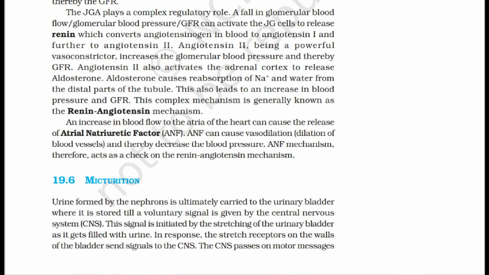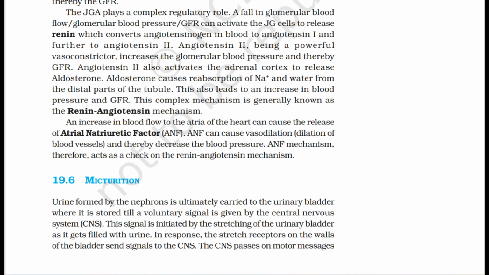Micturition. Urine formed by the nephrons is ultimately carried to the urinary bladder, where it is stored till a voluntary signal is given by the central nervous system, CNS. This signal is initiated by the stretching of the urinary bladder as it gets filled with urine. In response, the stretch receptors on the walls of the bladder send signals to the CNS.